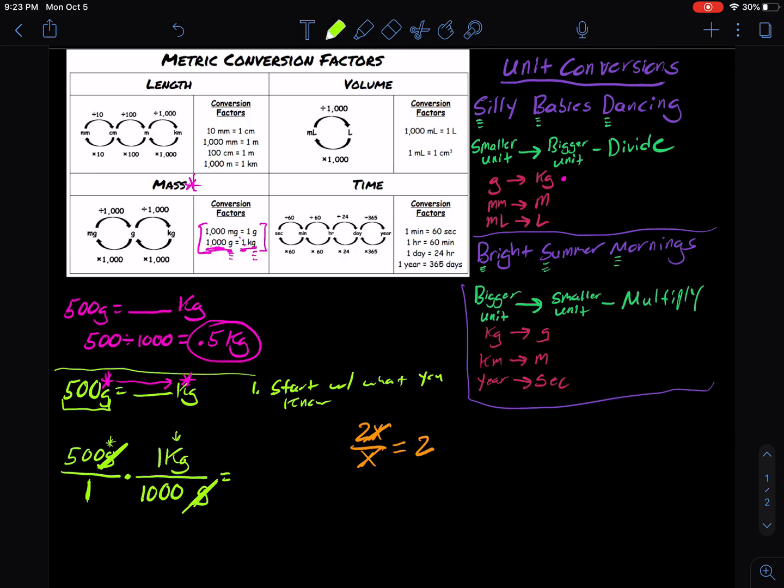So now we just have to do the math. When you go through and do the math for this, you're going to take everything in the numerator, multiply it together. So 500 times 1 is still 500. Divide by the denominator all multiplied together. 1 times 1,000 is still 1,000. And this is where you get your division. Because we went from a small unit to a bigger unit, we have silly babies dancing.